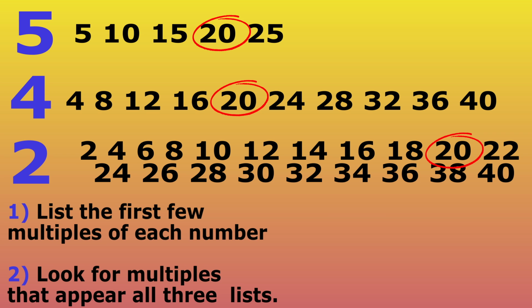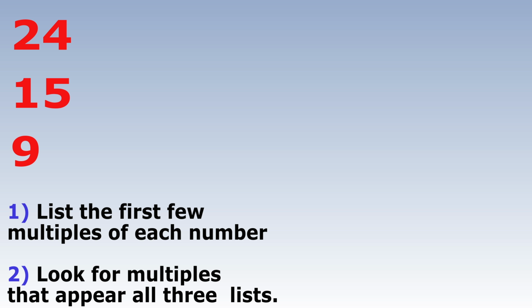So, finding the lowest common multiple of 2 or 3 numbers is easy enough, right? Well, now I'm going to make things a little tougher. Let's try 3 different numbers. This time we'll use 24, 15 and 9. Let's find the lowest common multiple of these 3 numbers.